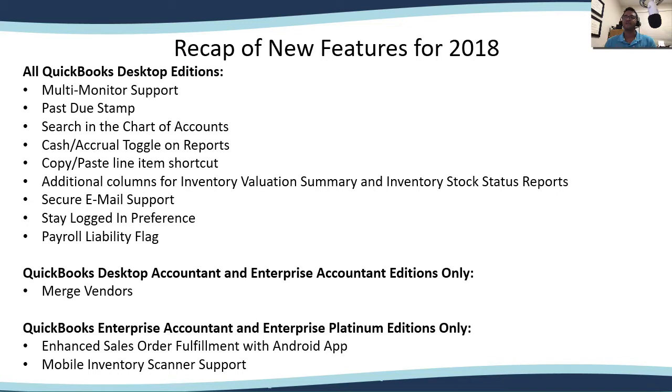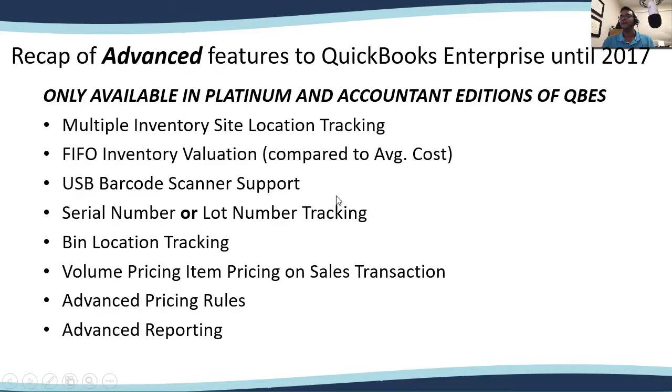Now, in QuickBooks Desktop Accountant and Enterprise Accountant, they added the Merge Vendors feature that allows you to merge up to 4 vendors with a single click. And then, as I mentioned earlier, in QuickBooks Enterprise Accountant and QuickBooks Enterprise Platinum editions, we have a new enhanced sales order fulfillment that allows you to interact with an Android app on an Android device, and also mobile inventory scanner support if you have a scanner built into the Android app. There's currently 1 device that works with that, so we'll discuss that.